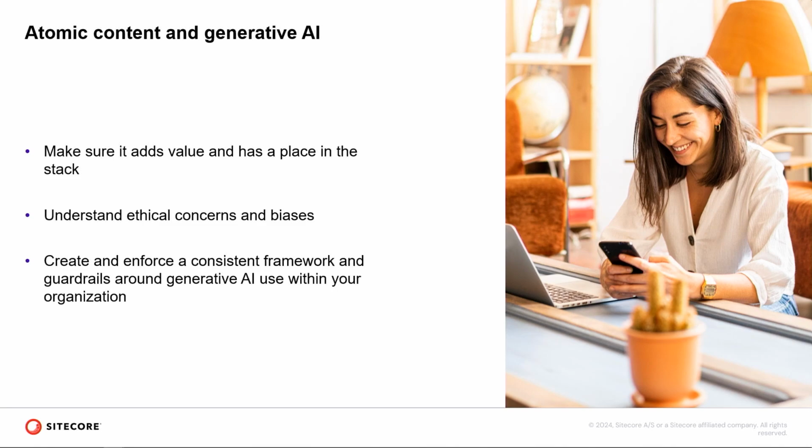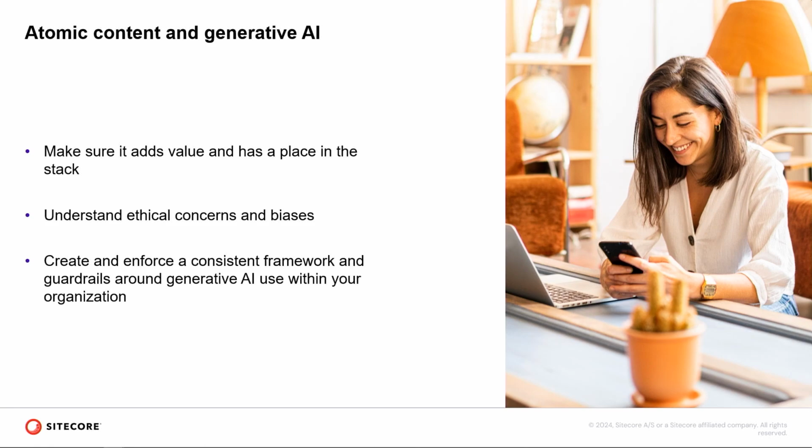So be aware that these tools are not perfect, and think about implementing a consistent framework for governing generative AI use. Something in my team we've talked about a lot: at what stage of the content creation process should we be using Gen AI? Are we allowed to use Gen AI? How do we acknowledge that we've done it when we've done it?